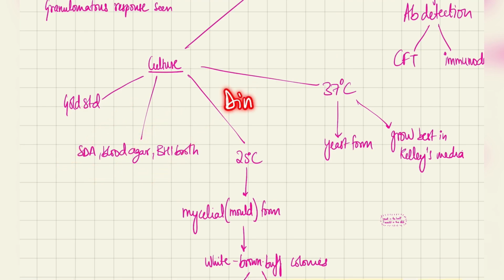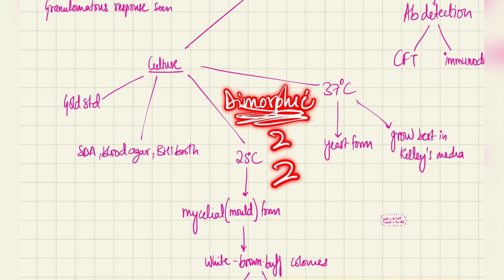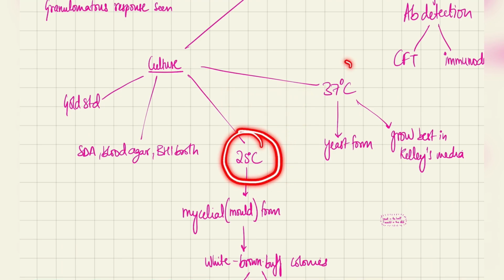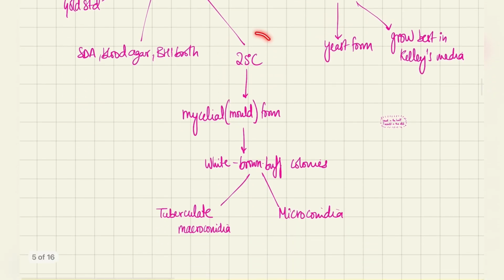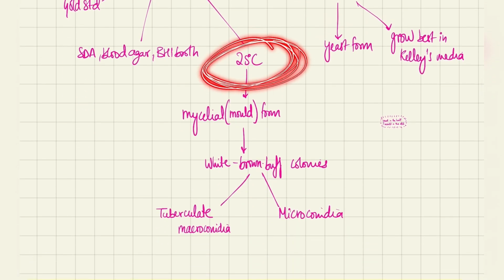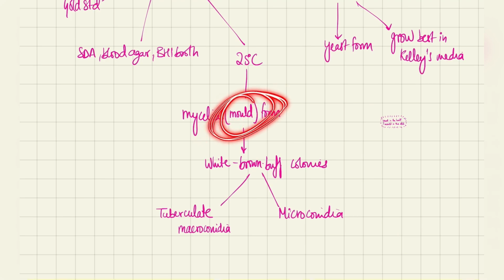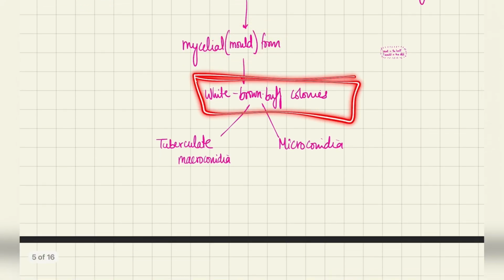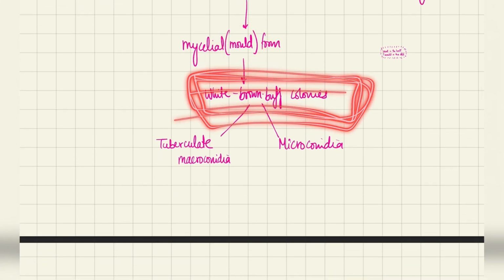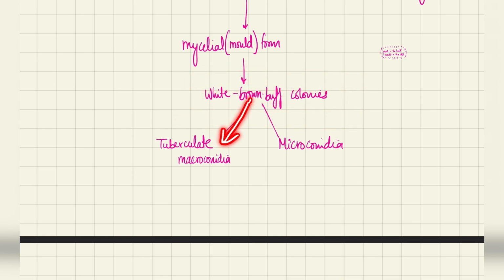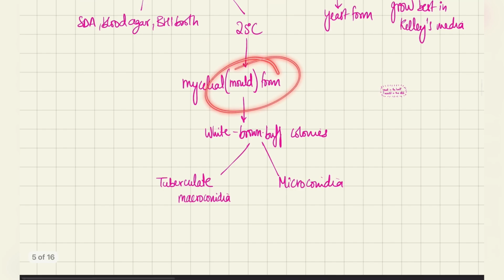And this is where the dimorphic fungi comes in. This is why we call it dimorphic, because this fungus can exist in two forms at two different temperatures. Very important, at 25 degrees Celsius and at 37 degrees Celsius. At the colder temperature, 25 degrees Celsius, we see a mold form or a mycelial form. This mold form forms characteristic white, brown, buff colonies, consisting of the tuberculate macroconidia and the microconidia. Remember the microconidia, the ones which were infecting the body first? This is the mold form.